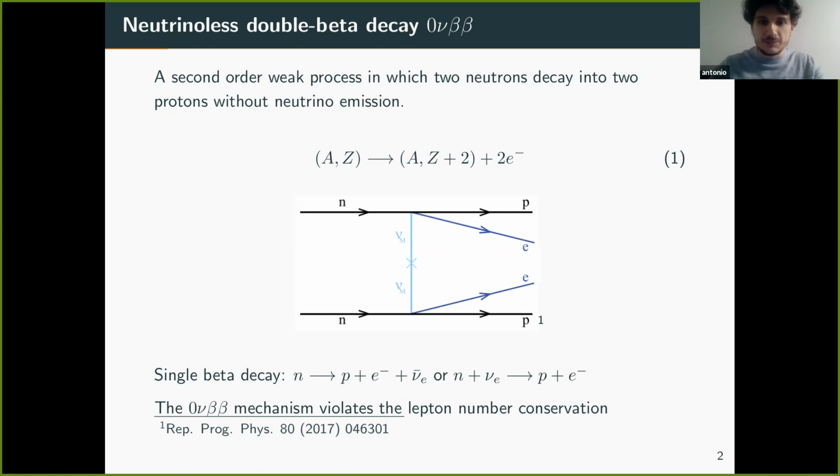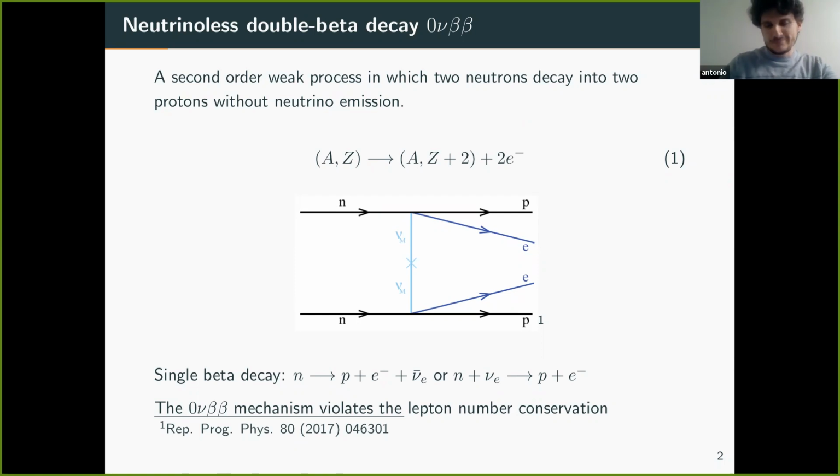This is a unique fingerprint of the Majorana particle nature of the neutrinos. And therefore, there are lots of serious experimental efforts to measure this decay, which so far hasn't been observed yet.